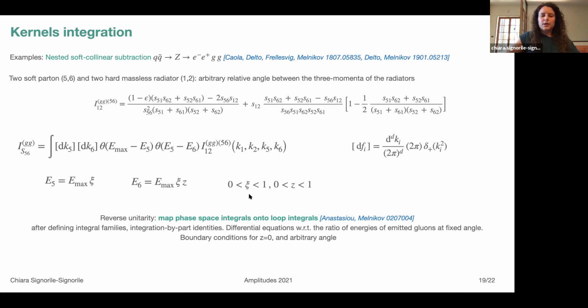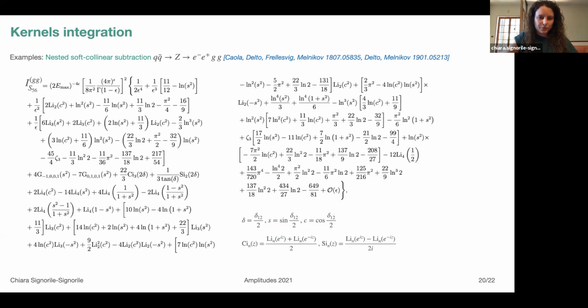So the crucial idea at this point is that one of the possibilities to solve this integral is trying to map this object onto loop integrals. And this can be done by using reverse unitarity and then integration by parts identities and differential equations. So the answer for this object is, in my opinion, still quite compact.